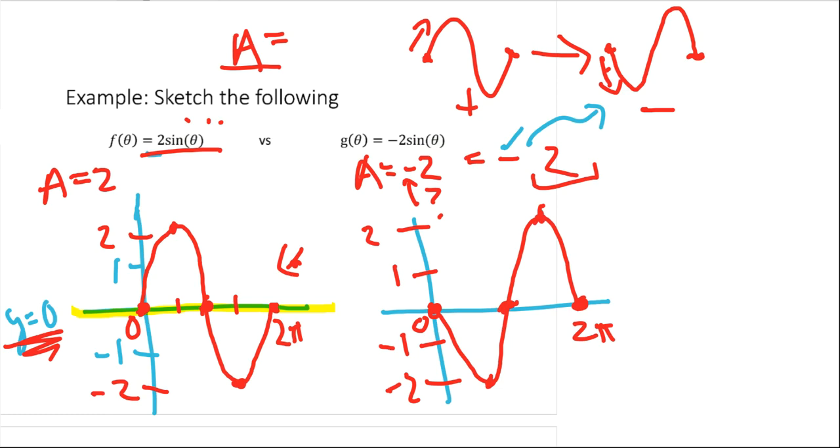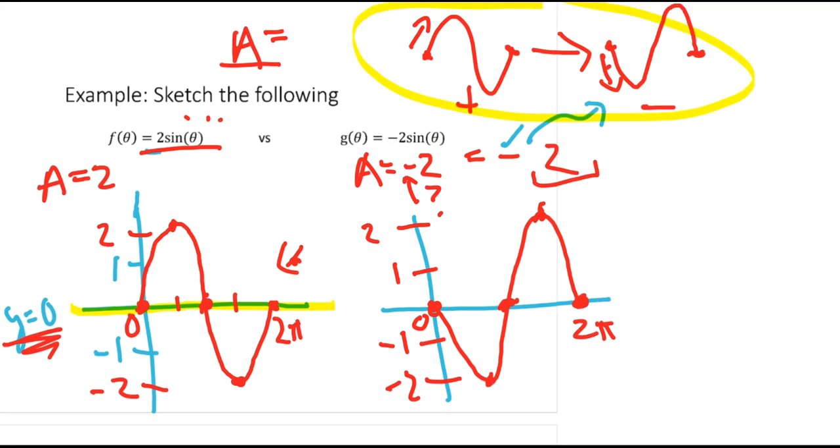Okay, so if ever you see a negative sign in front of either sine or cosine, all it does is it just flips it. That's all it's doing. Let's go ahead to the next example now.